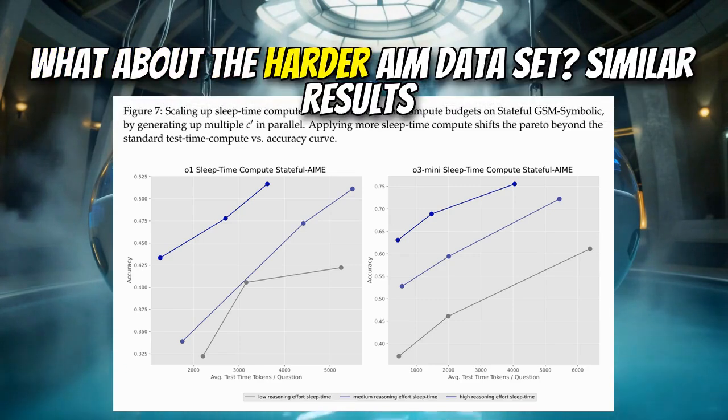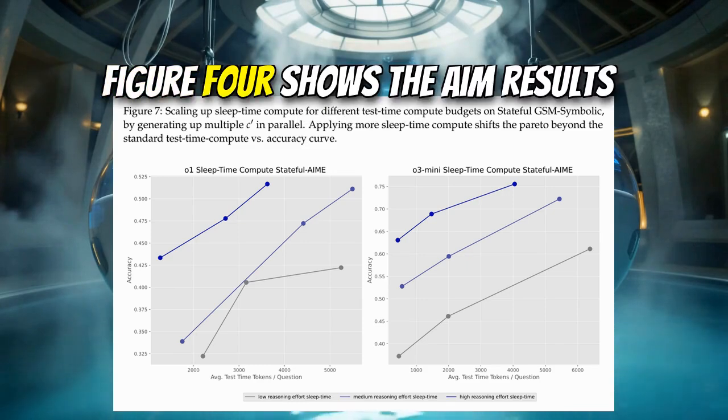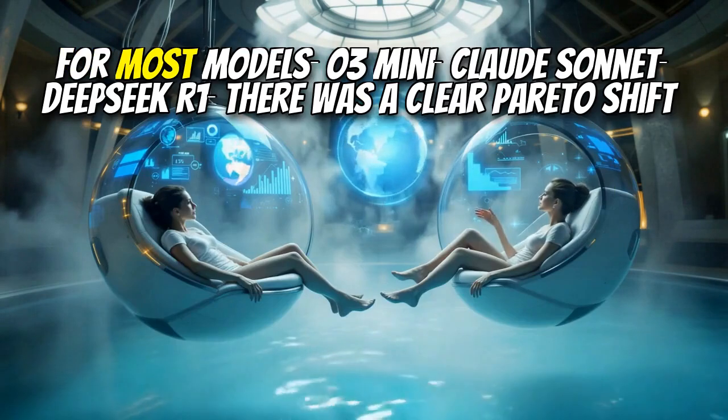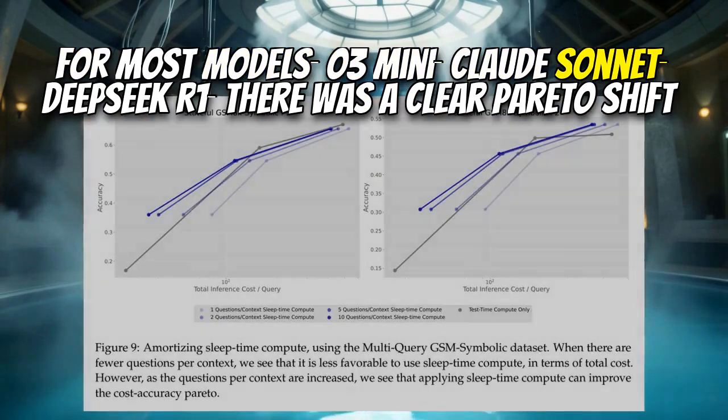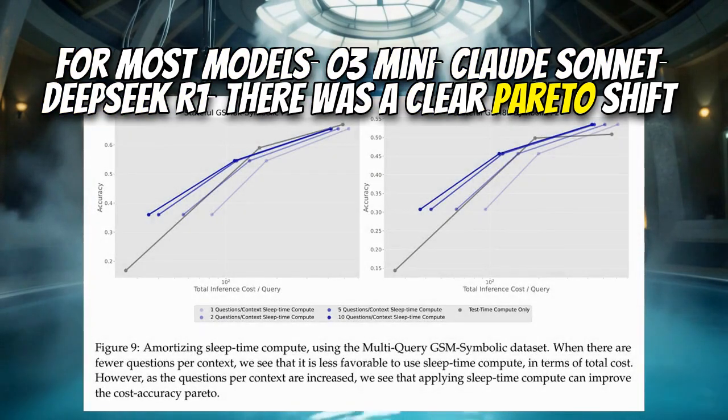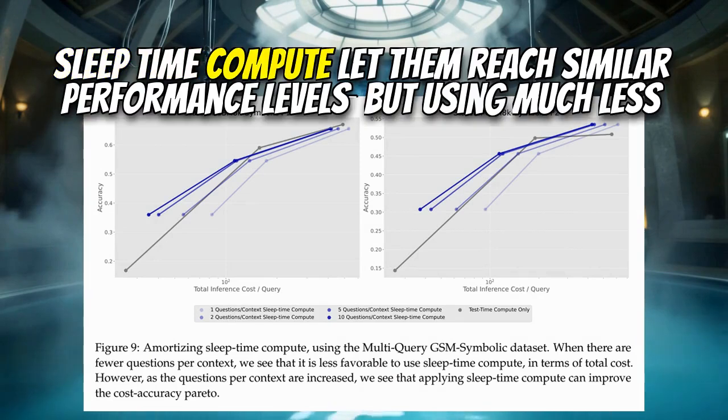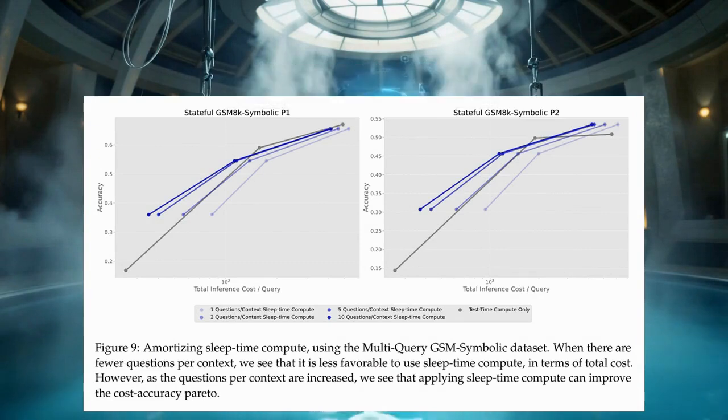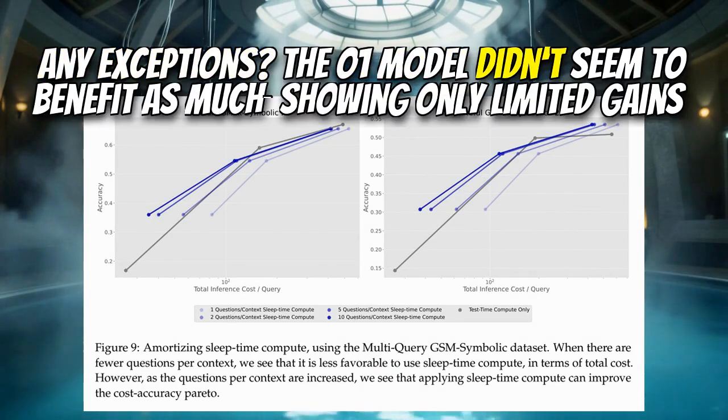Yeah. What about the harder AIM dataset? Similar results? Broadly, yes. Figure 4 shows the AIM results. For most models, O3 Mini, Claude Sonnet, DeepSeek R1, there was a clear Pareto shift. Sleep time compute let them reach similar performance levels, but using much less test time compute. Any exceptions? The O1 model didn't seem to benefit as much, showing only limited gains.